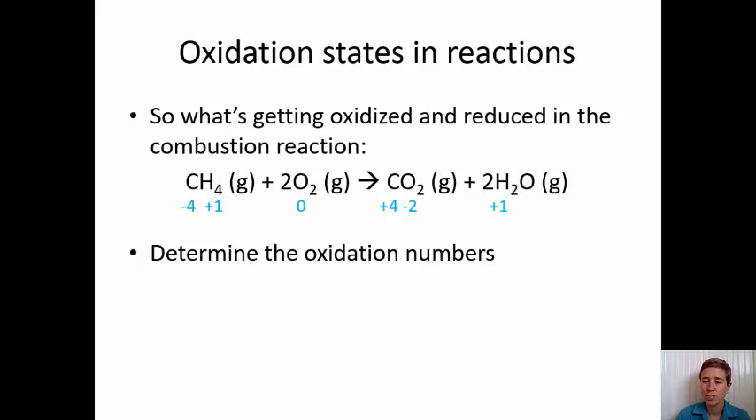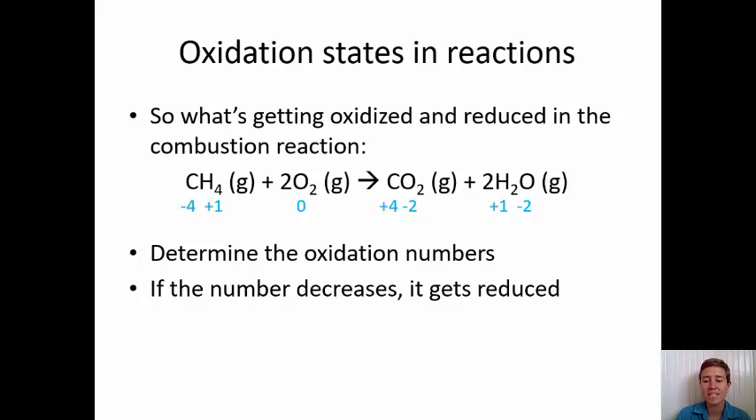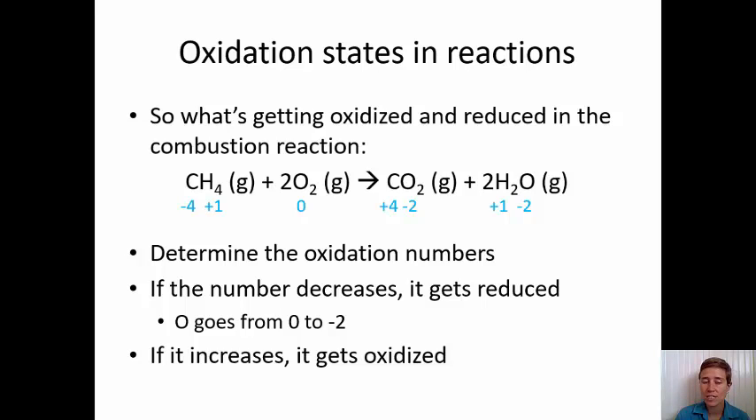In water, H is plus 1. O wants to be minus 2, which actually conveniently works out perfectly. So in water, the hydrogen and the oxygen rules work out perfectly. So we've got that. So now, if the number decreases, it gets reduced. That's what the reduce, we are reducing the oxidation number. So we can see that oxygen goes from 0 to minus 2. That's a reduction, so it's getting reduced. Anything that increases gets oxidized. So we can see C goes from minus 4 all the way up to plus 4. And so it's getting oxidized.